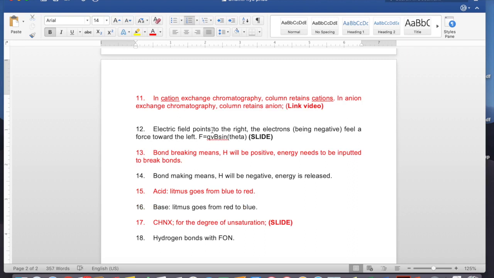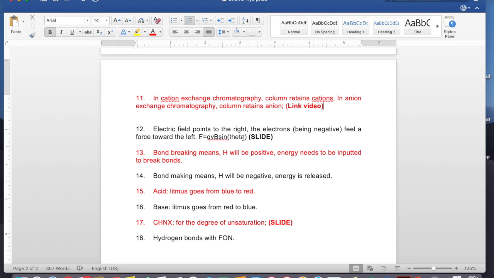If the electric field points to the right, the electrons, being negative, feel a force to the left. So for this one, the formula is F equals QvB sine theta, and there are two things that I want to talk about for this one.